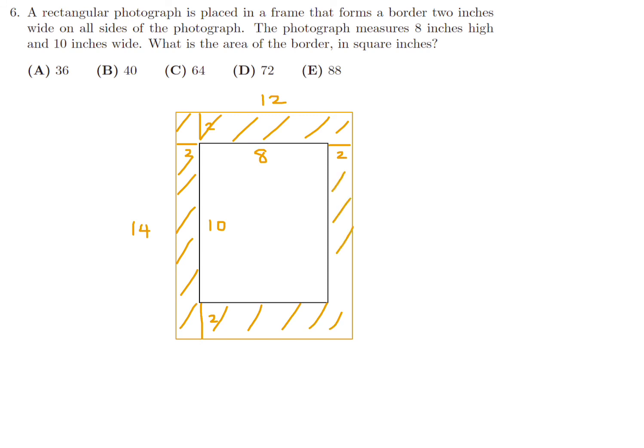Well, you would take the area of the entire big rectangle and subtract from it the area of the picture. So it essentially would be 14 times 12 minus the area of the picture, which is 10 times 8. And that is 168 minus 80, and that is 88. So number 6, the answer is E.